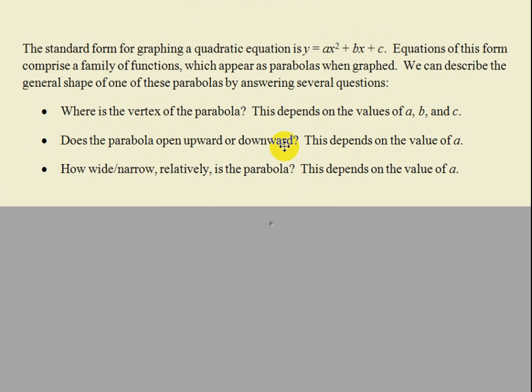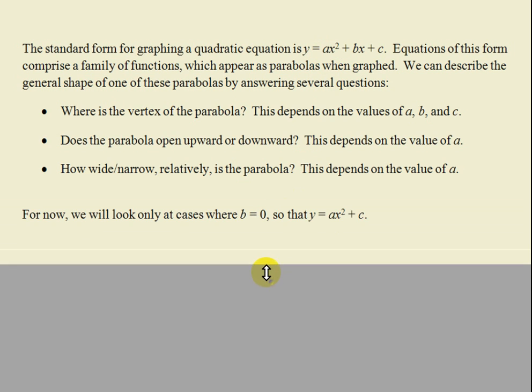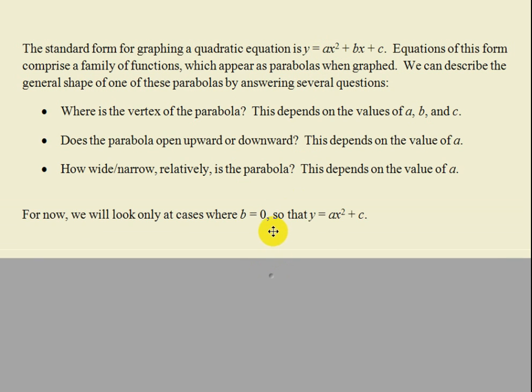Does the parabola open upward or downward? This will depend strictly on the value of a. And then also, relatively speaking, how wide or narrow is the parabola? That will also depend strictly on the value of a. Okay, and in this section, we're going to look at cases only where b is equal to 0.